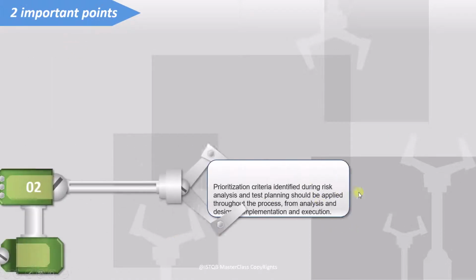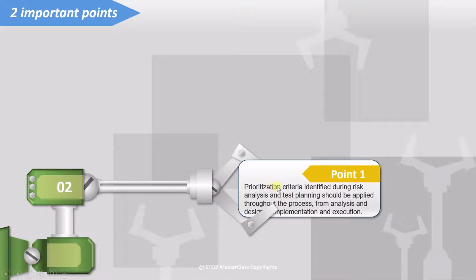Now let's see two important points here. The first point is prioritization criteria identified during the risk analysis and test planning. When we do test planning, at that time we also prioritize, and this should be applied throughout the process from analysis, design, implementation and execution. Whichever stage you are in, you have to keep in mind that there are certain features which were prioritized during test planning, and you have to start working on the prioritized tasks first. So this is the first point.